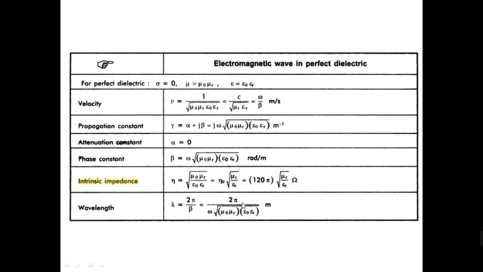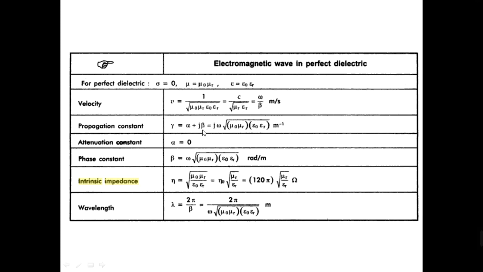And if it is a perfect dielectric, as I told you, sigma by omega epsilon is very much less than 1. For a perfect dielectric, sigma is equal to 0, mu will be equal to mu naught mu r, and epsilon will be equal to epsilon naught epsilon r. So the velocity of the wave will be equal to c by root of mu r epsilon r. If it is a non-magnetic medium, you can take mu r equal to 1, and this becomes c by root of epsilon r, which is equal to omega by beta.